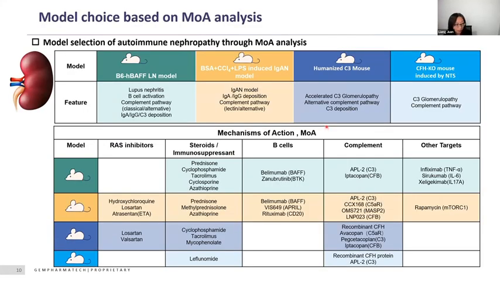So far at GemPharmatech, we have generated kidney disease models with distinct pathways. The B6-BAF lupus nephritis model is featured with activation of B cells. The IgA nephropathy disease model is induced by BSA and carbon tetrachloride with activation of lectin and alternative pathway. The humanized C3 mouse is the accelerated C3 glomerulopathy model with alternative complement activation. The CFHQ mouse also shows alternative complement activation.